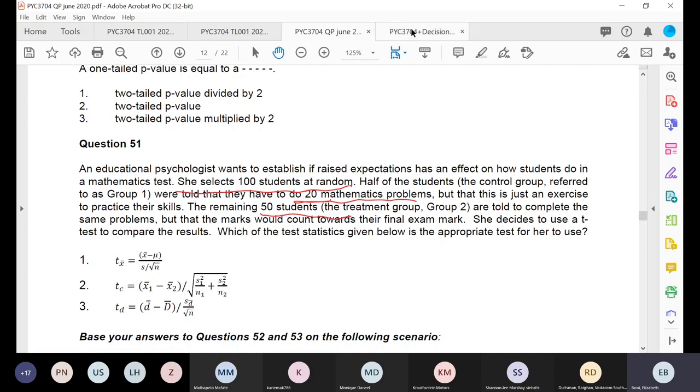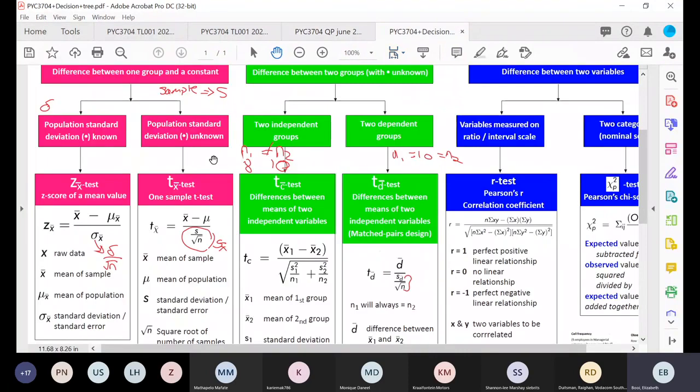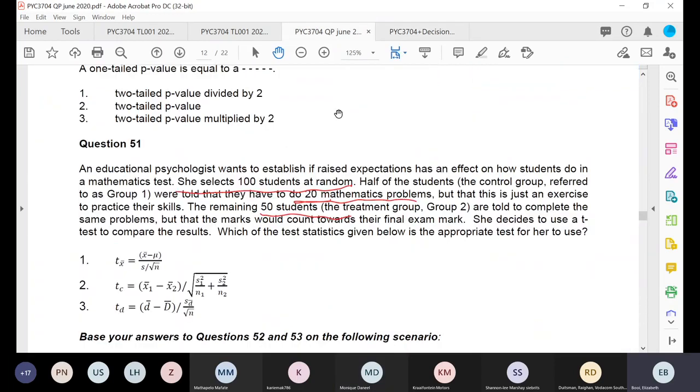Let's go back. You must pay attention to the formulas as well when you work through your questions. They give you option one, option two, and option three. So this is one, this is two, this is three. Which one are you taking? Option two. It will be option two. If you had to calculate the test statistic, you will choose that test statistic to solve your problem.